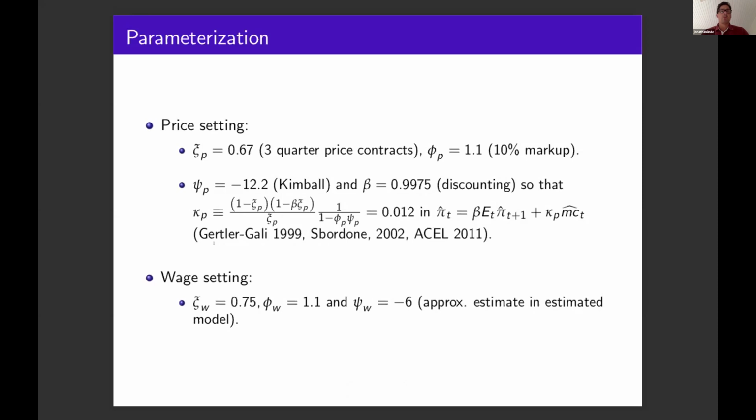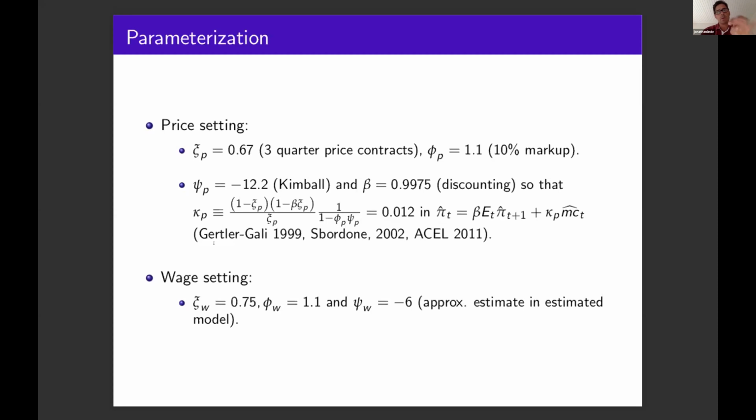All right, so that's the model. Parameterization: microevidence would suggest 3/4 price contracts. We could do 4 as well, but somewhere there, 3 to 4, the results will not be sensitive to this. We work with a 10% markup, and then, given those parameters, if we want a slope of the Phillips curve, that is kappa p, roughly in line with estimates from Gali, Gertler, and Lopez-Salido, or Altig, Christiano, Eichenbaum, Lindé, of say 0.01, then those two parameters and the discounting parameter beta close to unity, which you want for a reasonable real rate, imply that you need a fairly negative Kimball parameter in our framework. So we work with psi p of -12.2 in the benchmark.